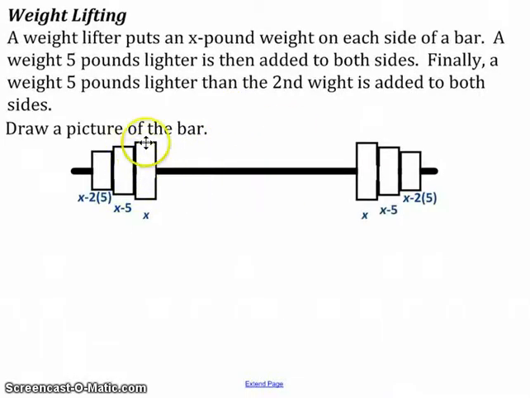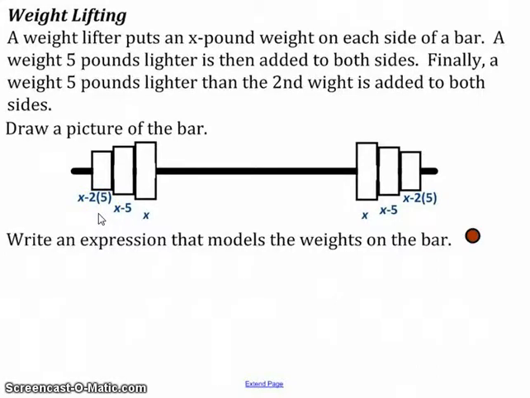So the biggest plate, the biggest weight on the bar is the x. The next one down is the x minus 5 pounds lighter than x. And then the smallest of all is the x minus 2 sets of 5. Or in other words, it's really going to be x minus 10. Now what I want you to do is write an expression that models the weights on this bar. Hit the pause button. When you come back, I'll show you what I have.